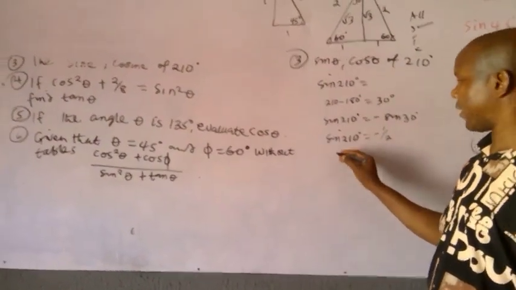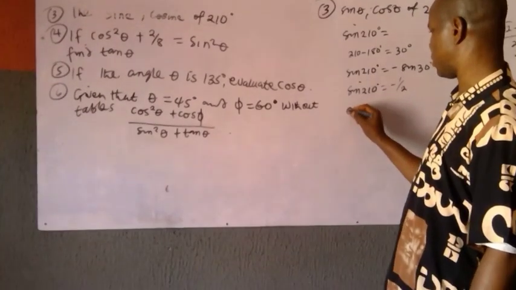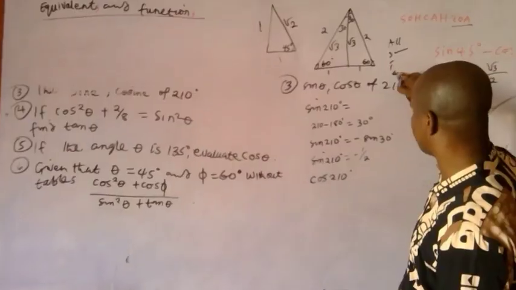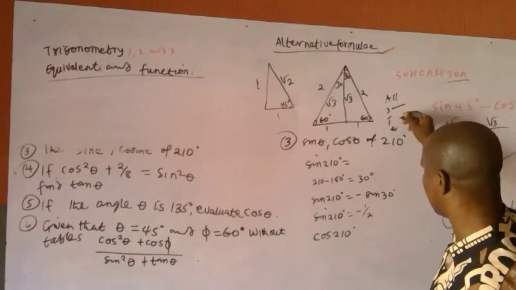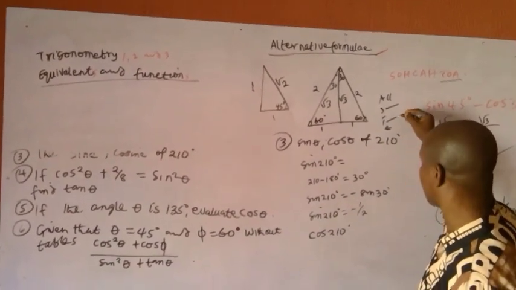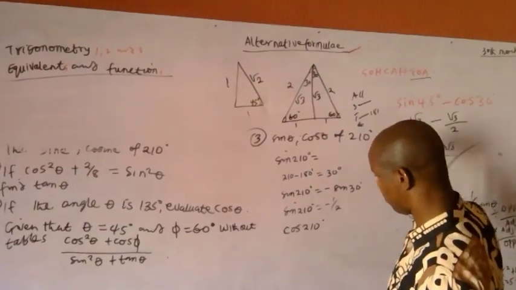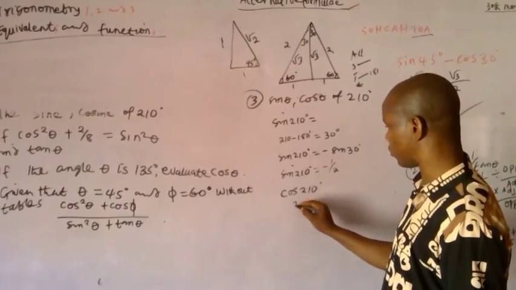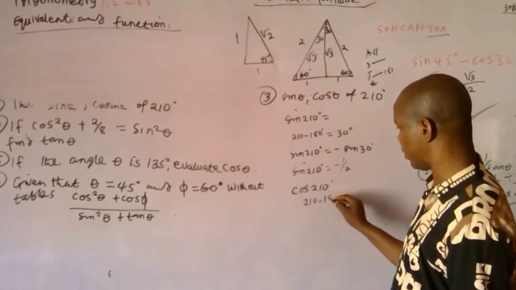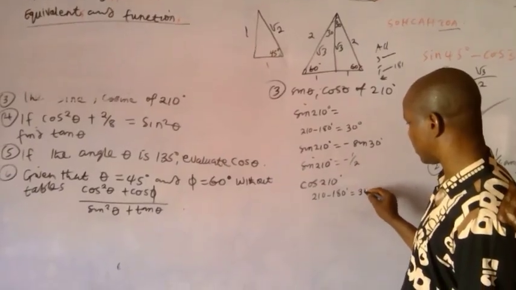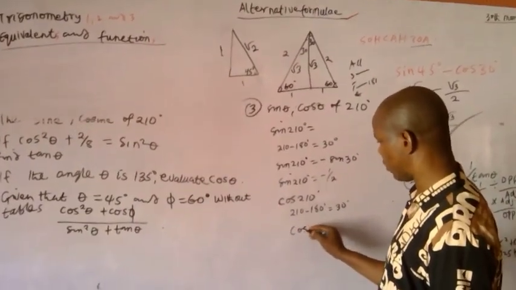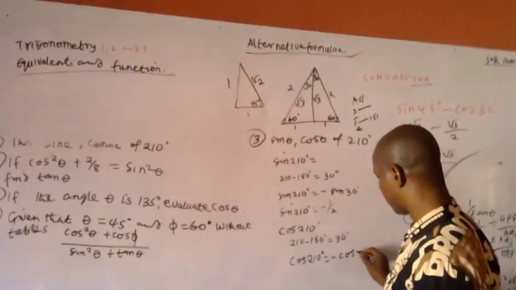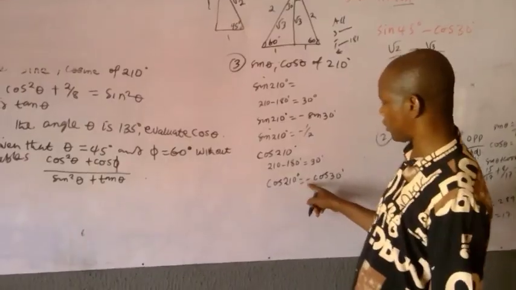Next, you are asked to find cos 210. Don't forget that cos is positive in the fourth quadrant, but 210 is in the third quadrant, because it's 181 and above. This 210 falls within that range. So this one is also equivalent to 210 minus 180, which is 30. So cos 210 is equivalent to minus cos 30 degree.